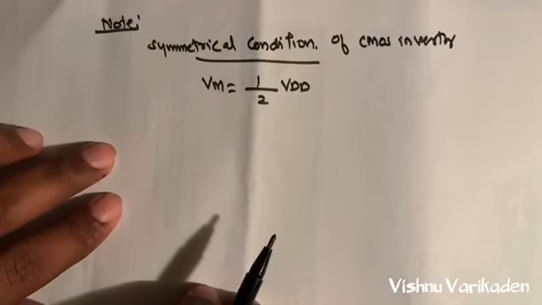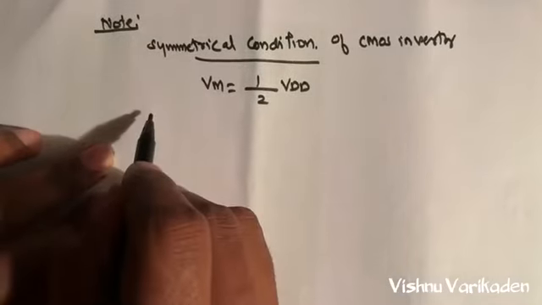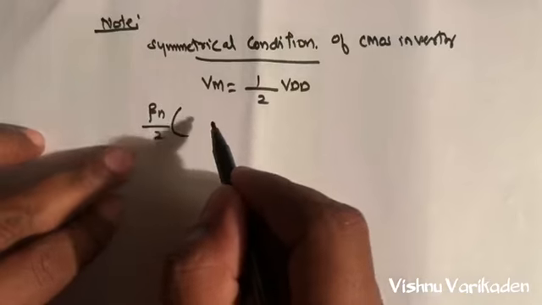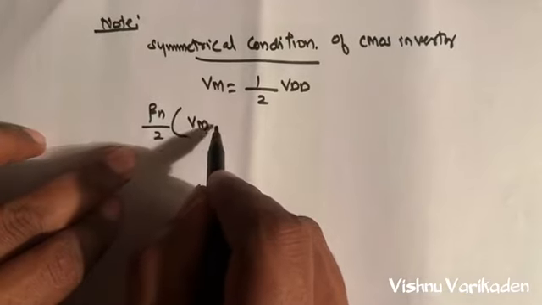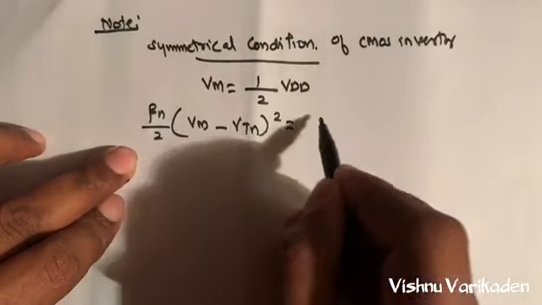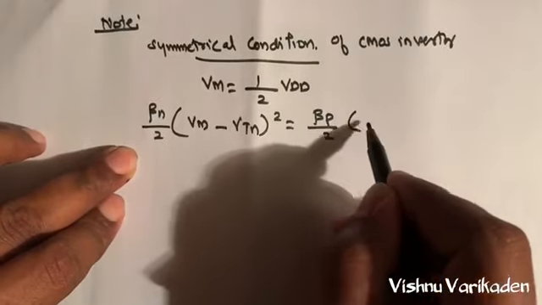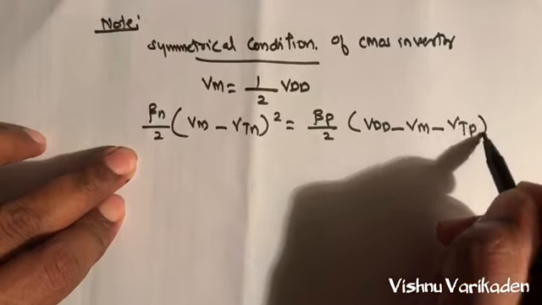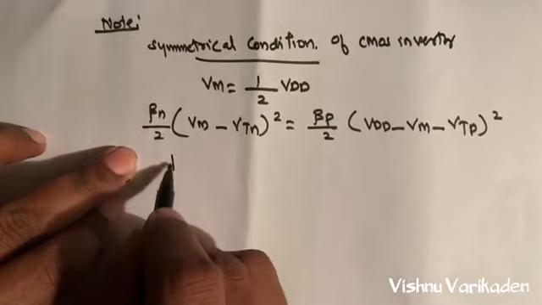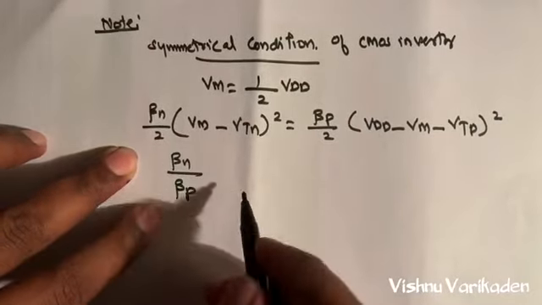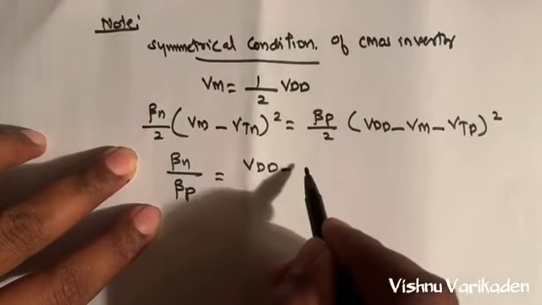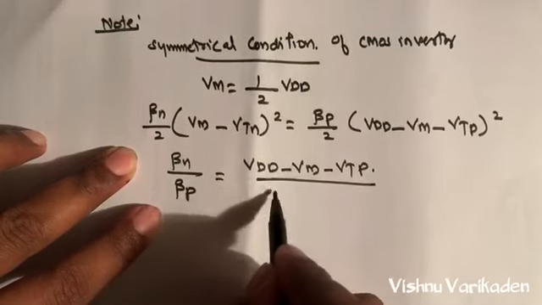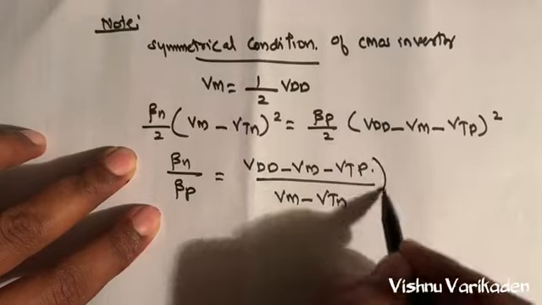So we can recall the IDN and IDP equation. Equating the equations, beta n by 2 into VM minus VTN, the whole squared, is equal to beta p by 2 into VDD minus VM minus VTP, the whole square. So we get the ratio beta n by beta p equal to VDD minus VM minus VTP, divided by VM minus VTN, the whole square.